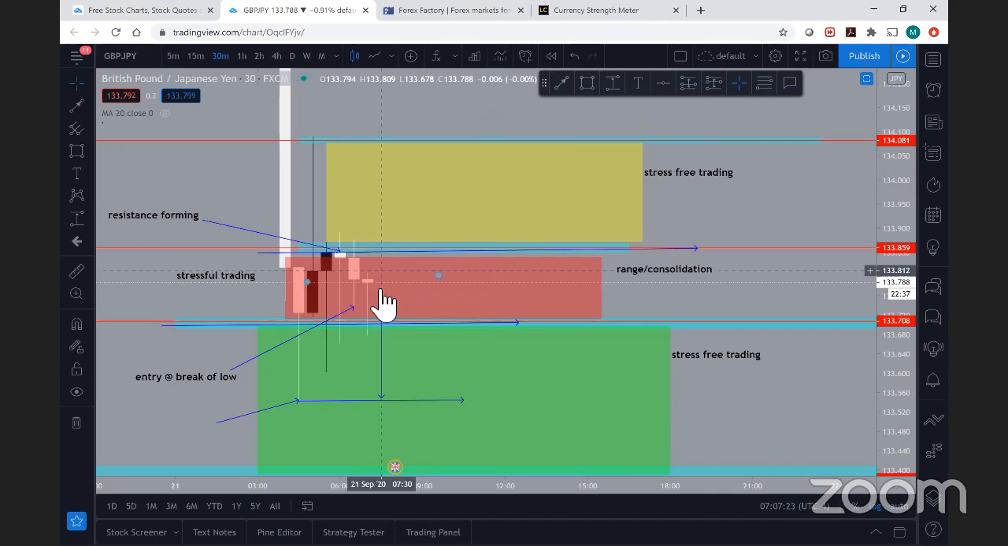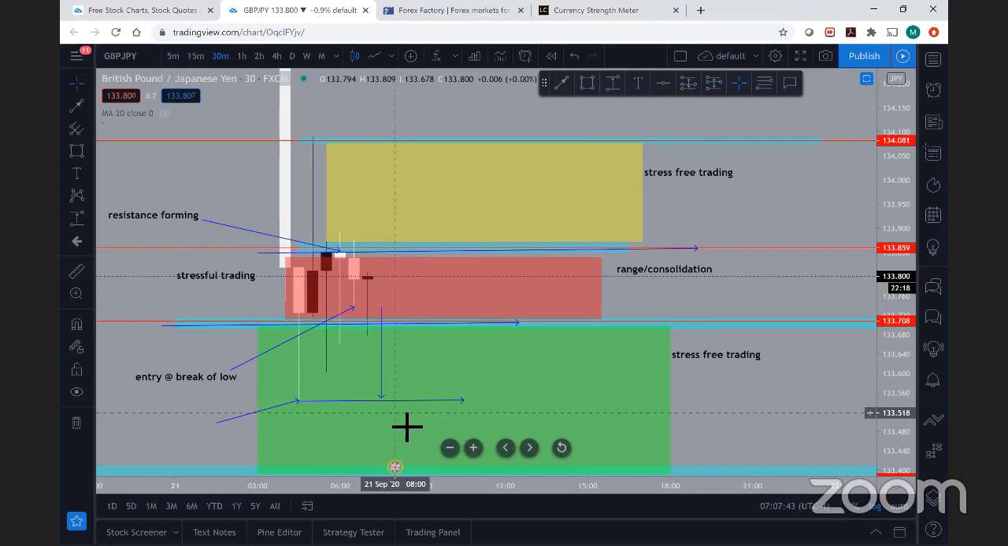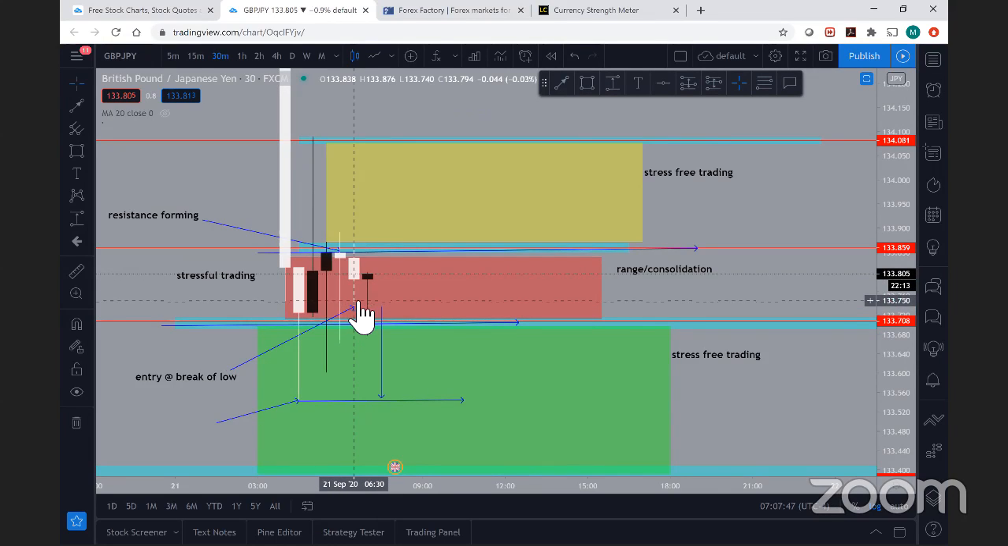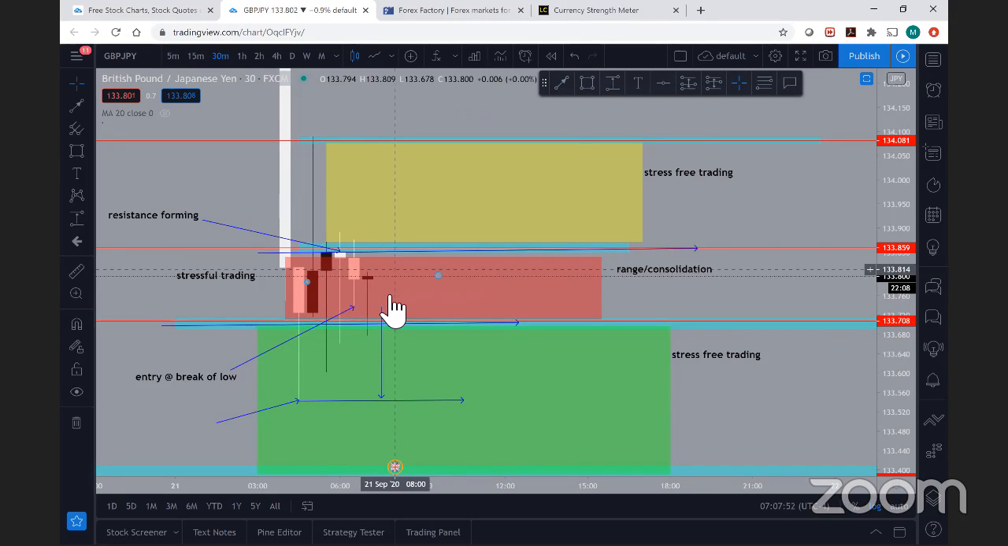And when I say that this is stressful trading, I wouldn't take random entries in here. I would take entries that make sense, like this one. I wouldn't just randomly take an entry here and not know what I'm going on. That's what I mean by stressful trading. So I would look to take entries that make sense. At the time, the entry at the break of this low made sense.